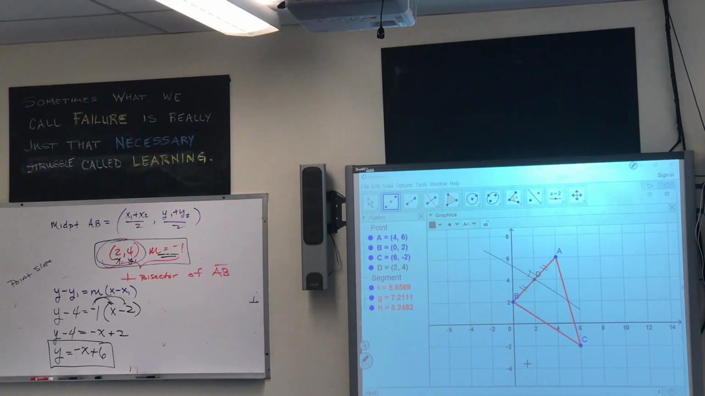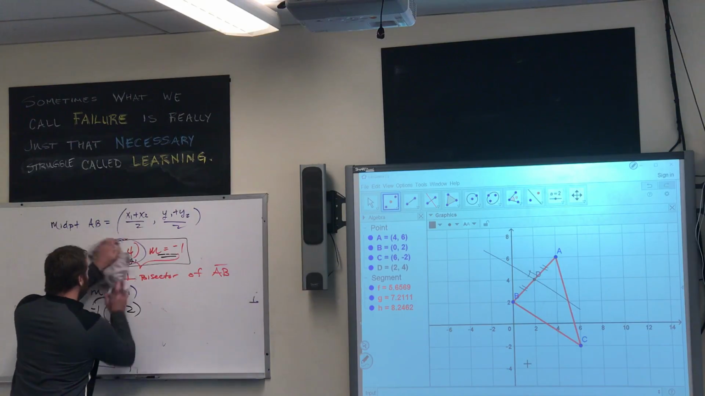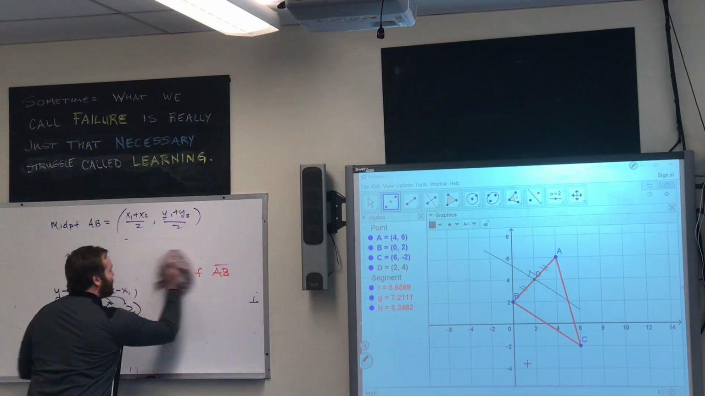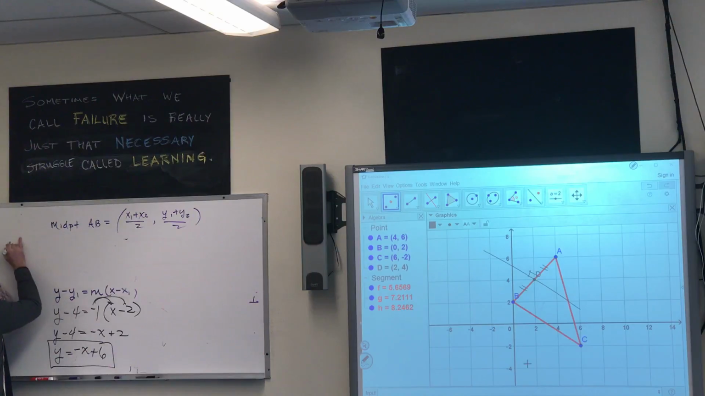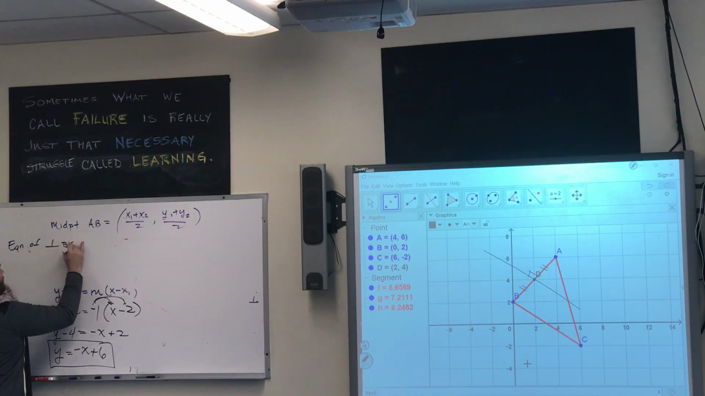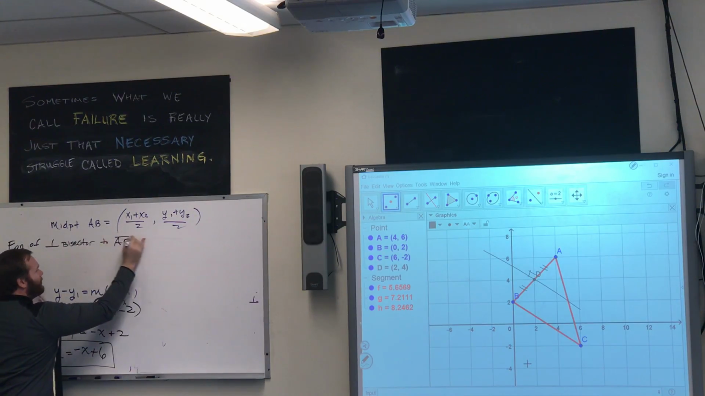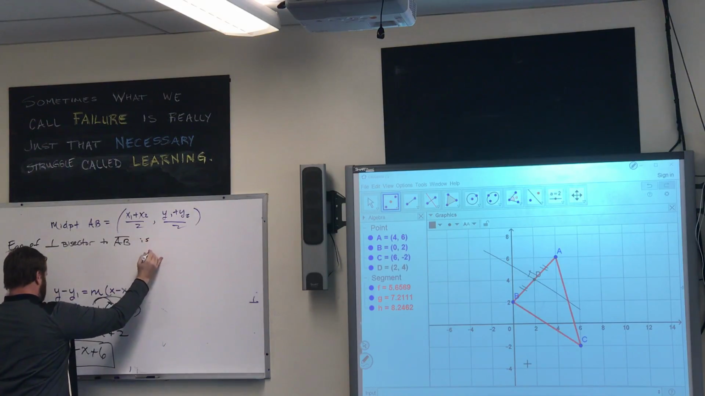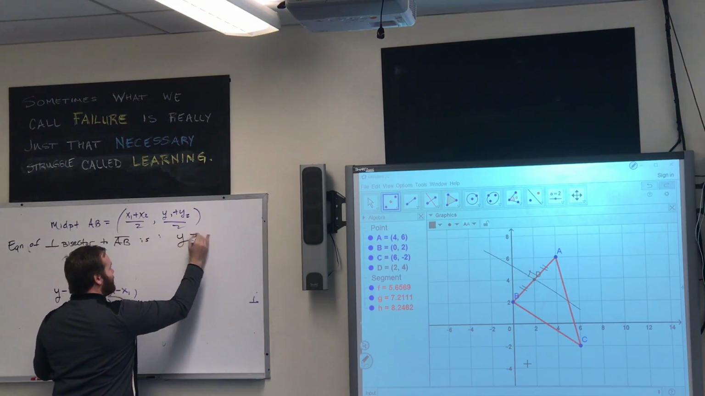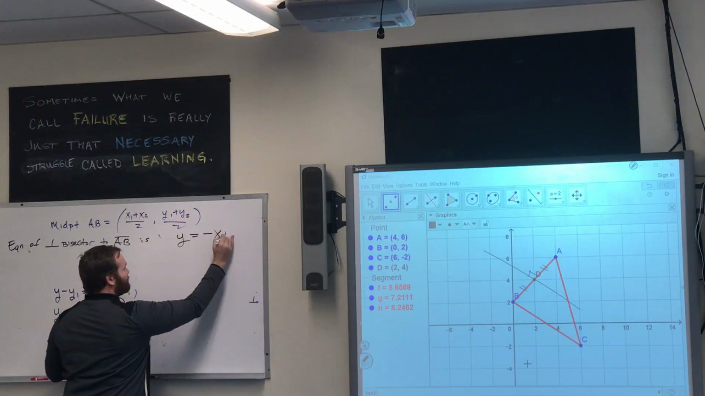All right, so what we just found is the equation of a perpendicular bisector. So I'm going to write this up here: the equation of the perpendicular bisector to segment AB is y equals negative x plus 6.